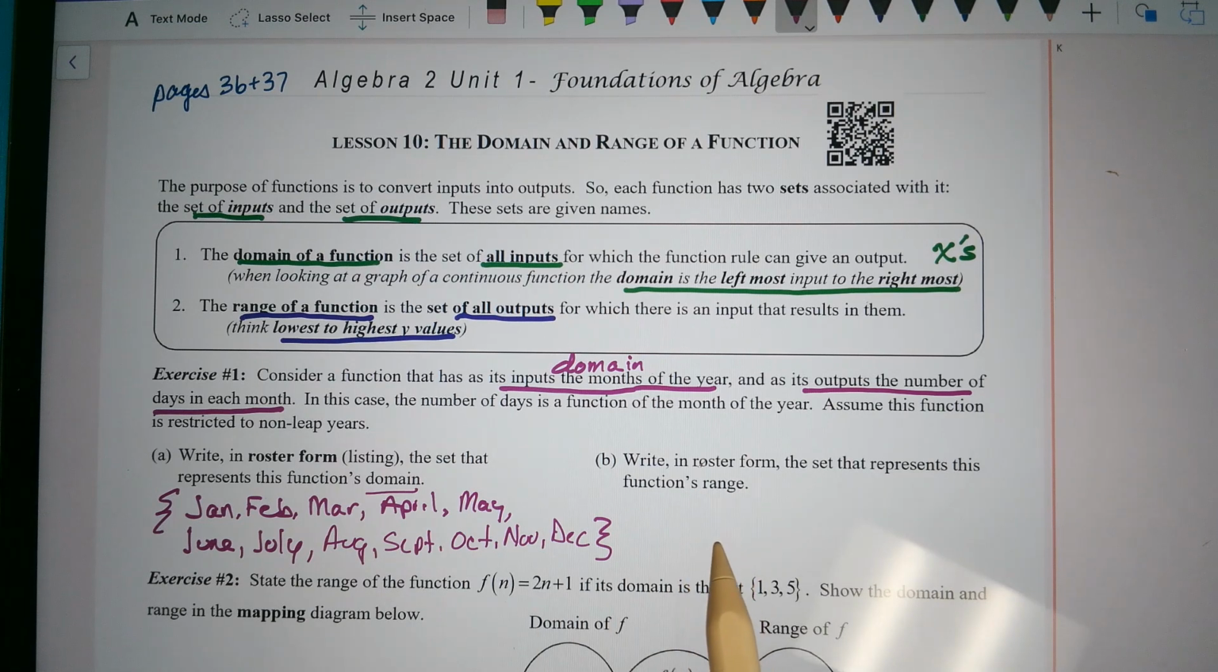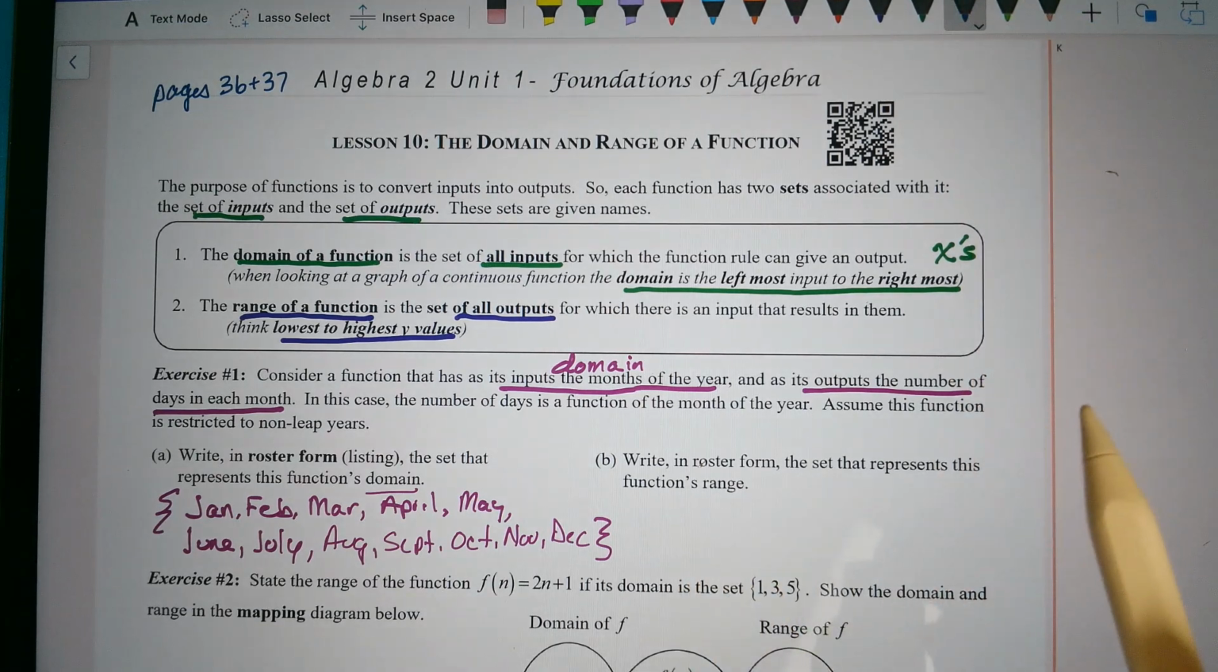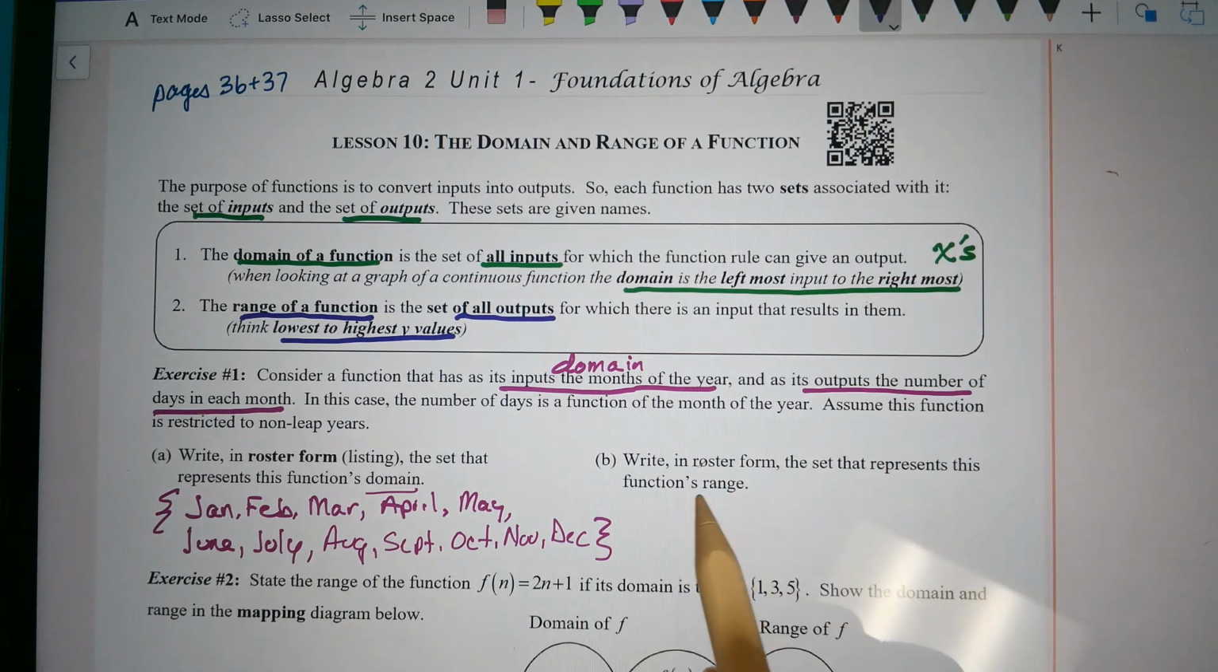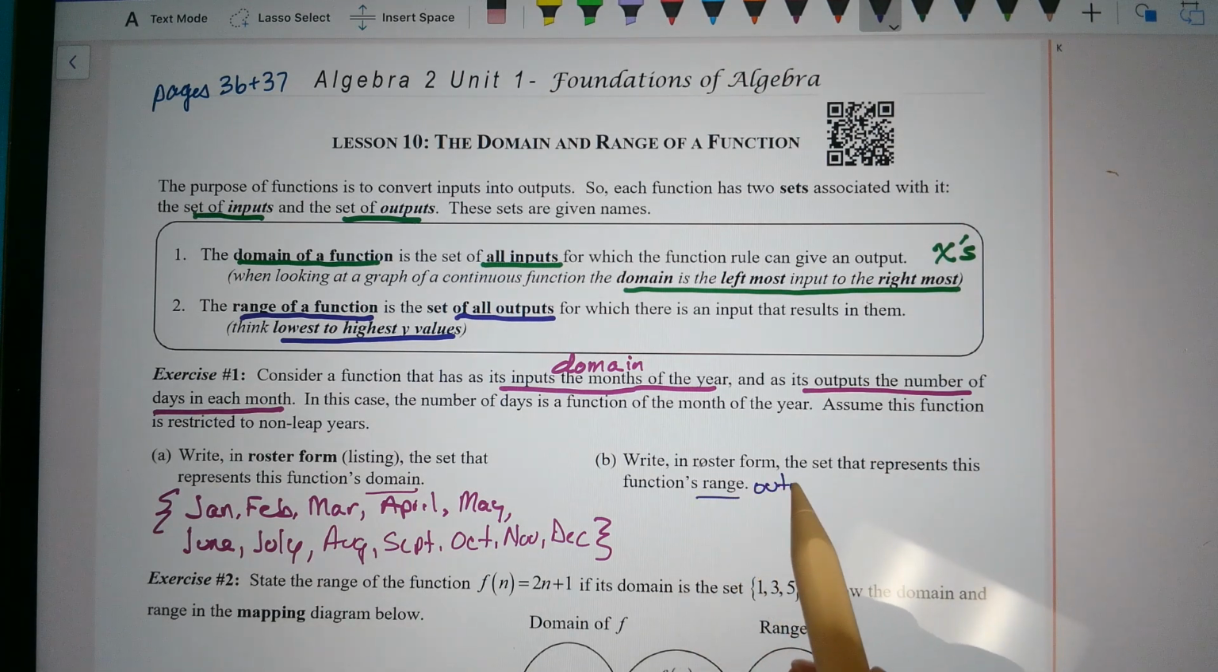B, write in roster form the set that represents the range. The range is our output. So those are the number of days, which we have: 28, 30, and 31.